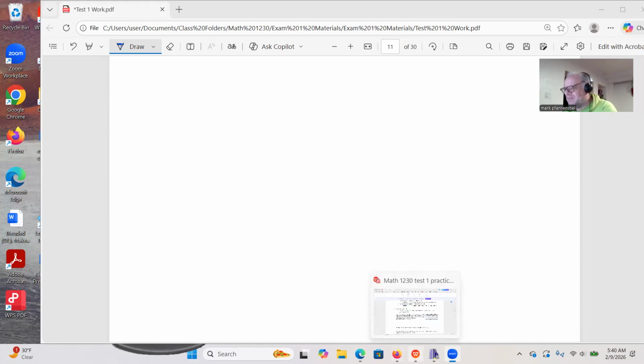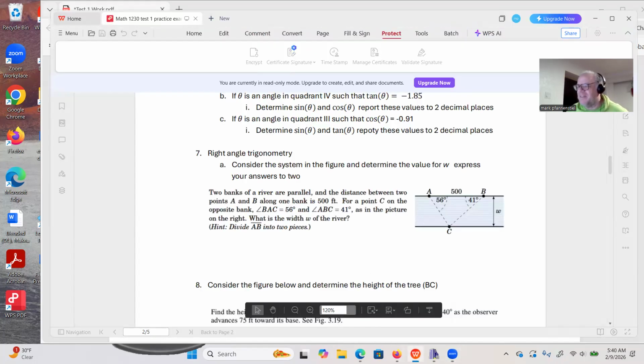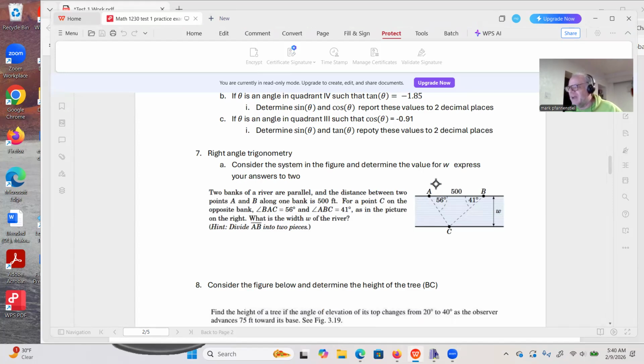I know everybody's been looking forward to this, but in this problem we have a river with 2 points that are separated by, I guess, 500 feet, and there's a point across the river. We're going to make the assumption that the lines are going to be parallel here, and we're going to try to figure out the width of the river based on what's going on here.